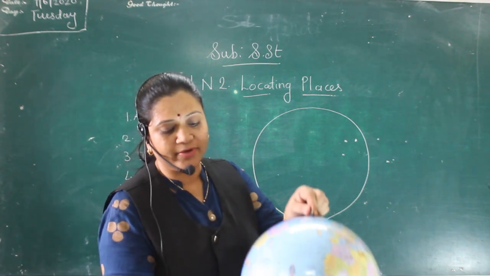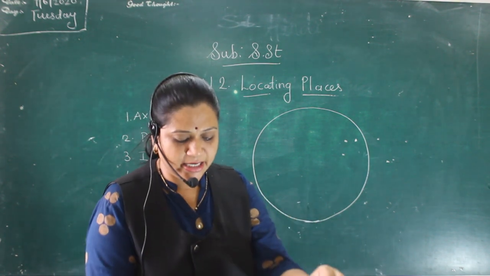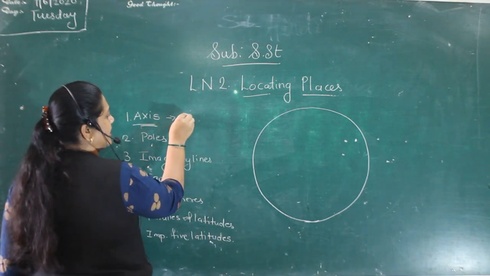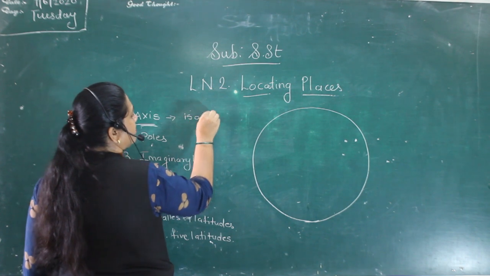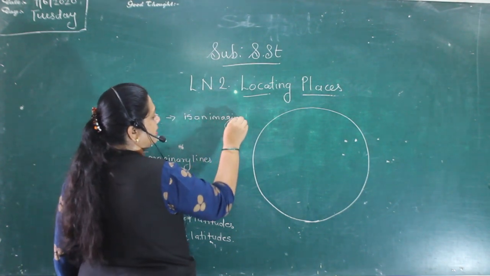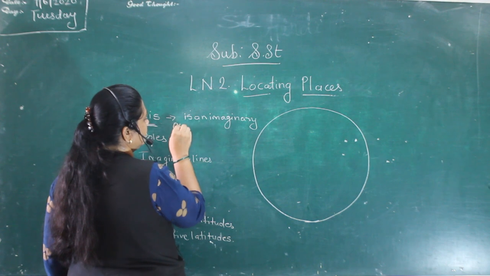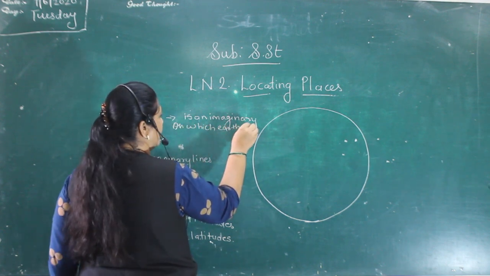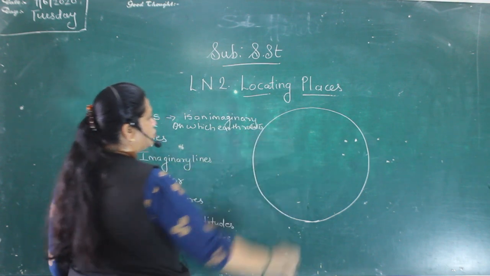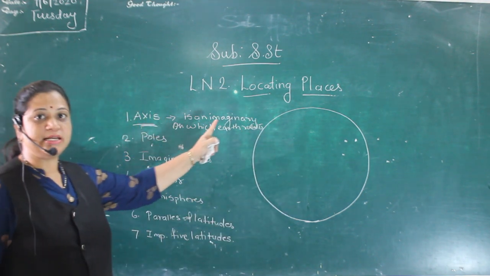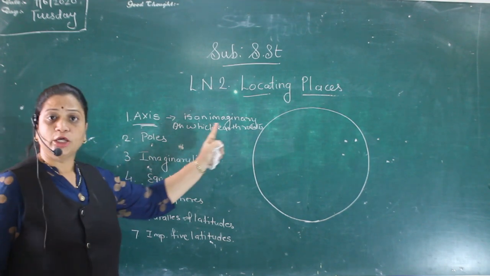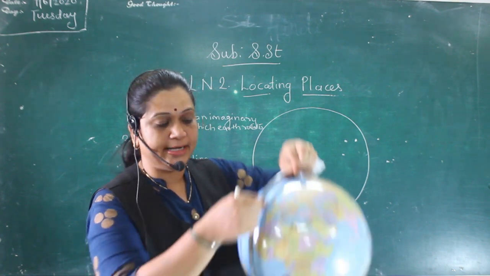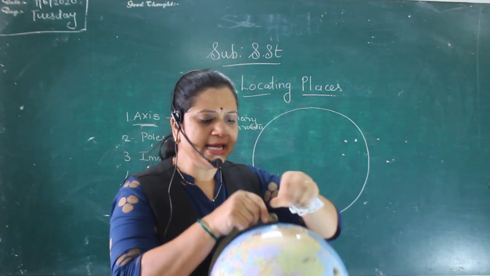the imaginary line on which our earth rotates is called an axis. So, what is an axis? An axis is an imaginary line on which the earth rotates. Okay children, so an axis is an imaginary line on which the earth rotates. Here we can define this metal rod as the imaginary line.